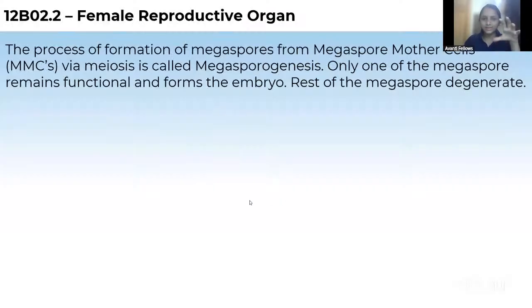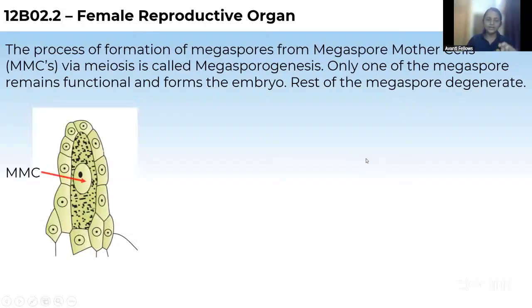Sorry, it is getting switched. I don't know why. Sorry guys, something is happening here, it is switching. Okay. So the process of formation of the megaspore is called megasporogenesis. I think you can see me and hear me, right guys? Just remember that.